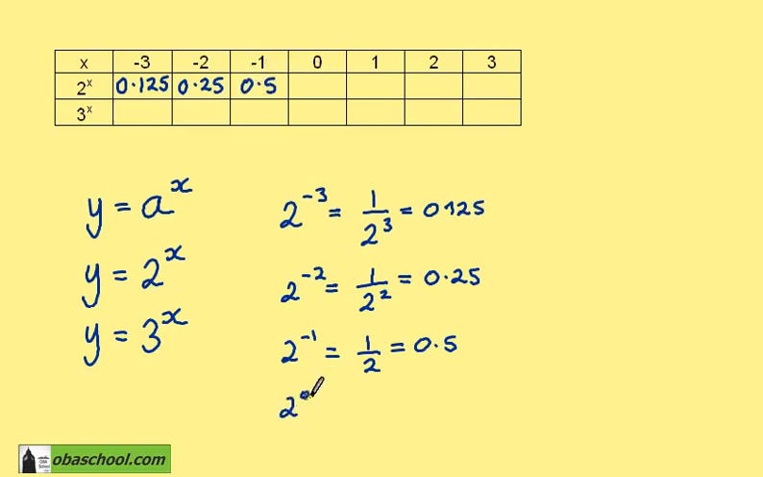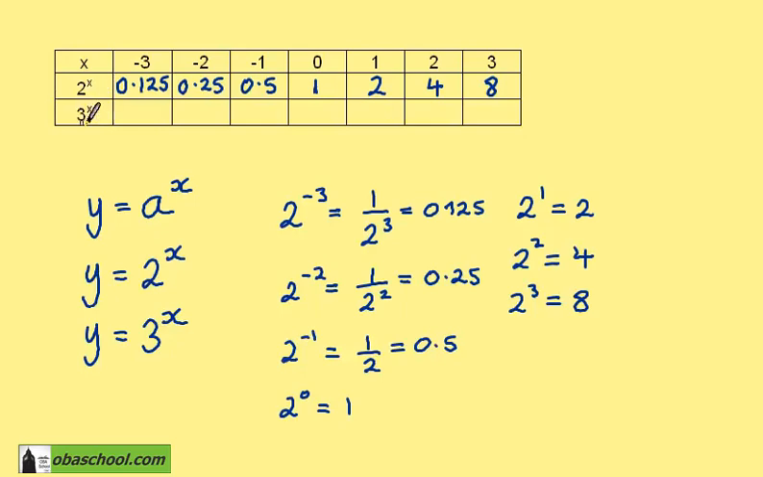2 to the 0, we should know, is 1. We then have 2 to the power 1, which is of course 2. 2 squared, which is 4. And 2 cubed, which is 8. Note how each time x goes up by 1, the values double.